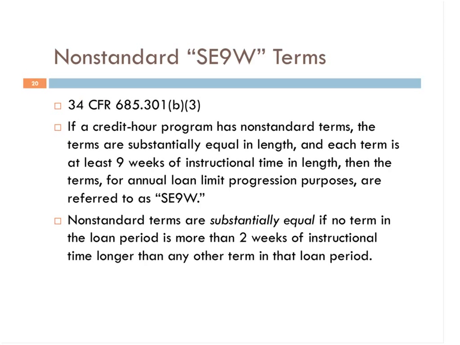This is non-standard SE9W, a phrase or a term that you will see within the CFR, the Code of Federal Regulations, or the Student Aid Handbook. It's important for you to pay attention to this because this does drive disbursements within payment periods. And it essentially refers to substantially equal 9-week term programs.